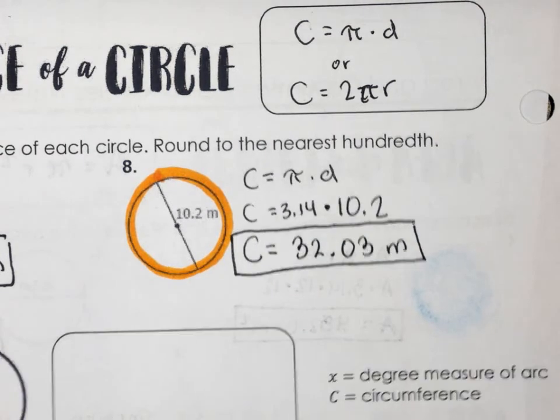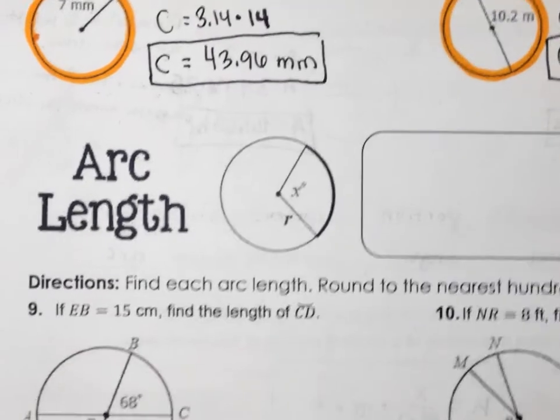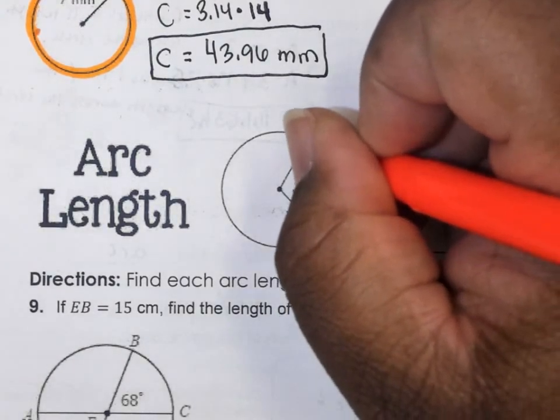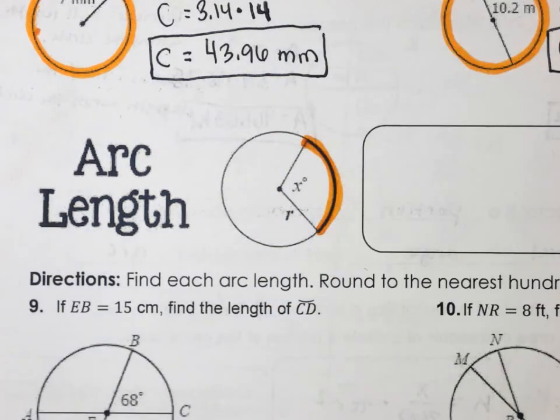Next thing I'm going to show you is arc length. Arc length is you finding the length of part of the circle, a piece, a portion. You don't want to know the length of the full circle, you just want to know the length of this portion right here, from here to here. This is you finding the arc length. Similar to what we did yesterday, a little bit different though.